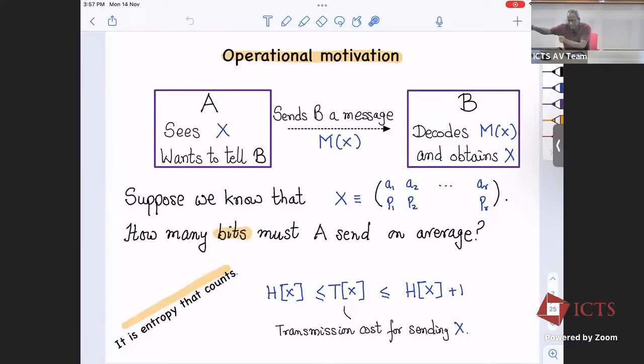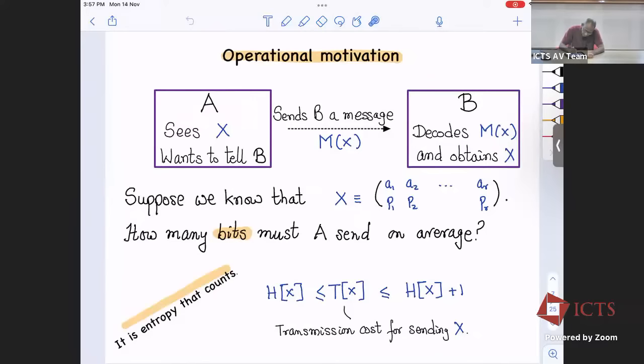Things which are very popular, which happen very often, you give them short strings. Okay. So, question. How do you define the number of symbols? Number of symbols or number of ones? Number of symbols. So, once again, yeah.